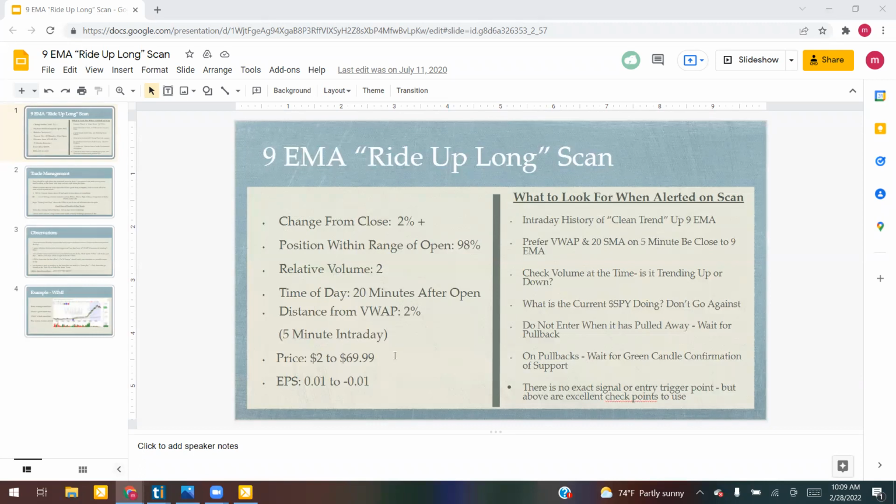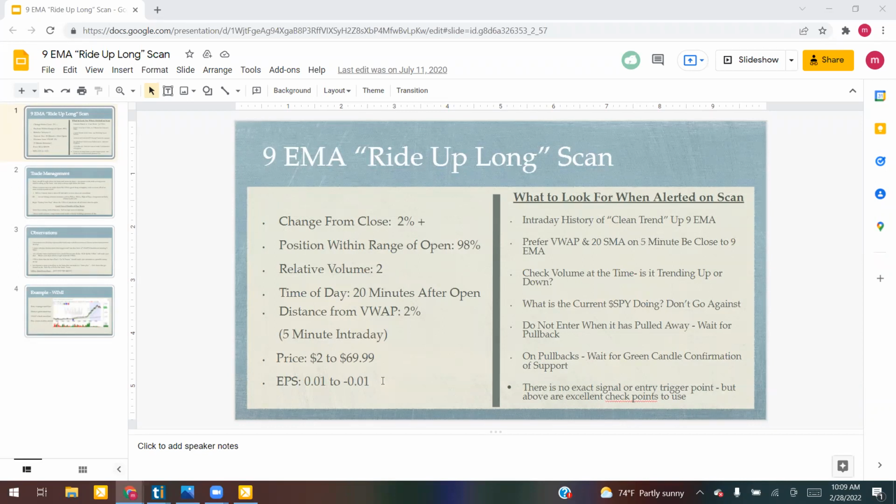For the back test, it's stronger on stocks priced between $2 and $69. So you might see stocks that are above $100 not appearing on the 9 EMA scan, but it does not mean they cannot be played. Earnings per share between those two levels, that's just to filter out ETFs, right? ETFs don't have earnings per share. So we are looking just to filter out ETFs and those funky instruments that are 3-times leveraged that are being traded.